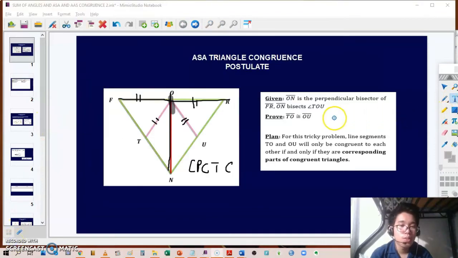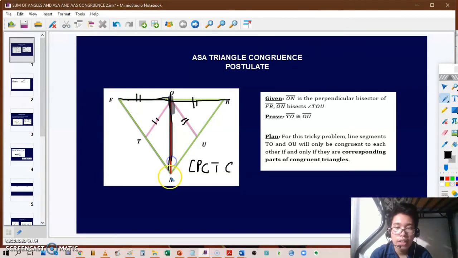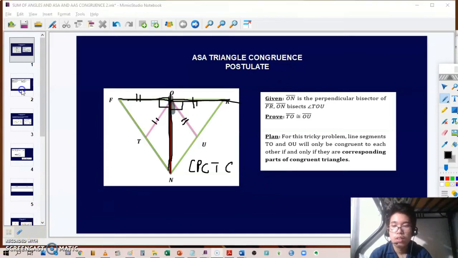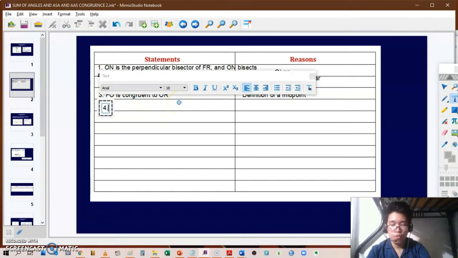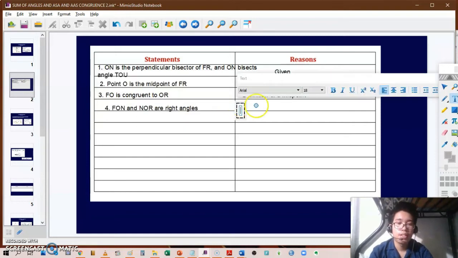Now our fourth statement. Since it was stated that ON is a perpendicular bisector, we can say that FON and NOR are right angles. Let's write that. So that will give you 4. FON and NOR are right angles, and the reason for that is the definition of perpendicularity.